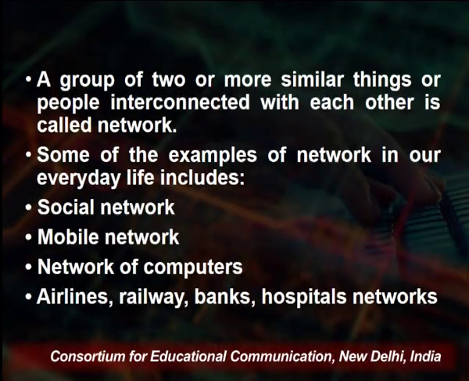If we want to define computer networks in a formal way, let us begin with what actually a network is, and then we will boil down to computer networks. The term network is nothing but a group of two or more similar things. It could be things, it could be people which are interconnected with each other. Either similar things are connected with each other, or some people are connected with each other. That entity or system we call a network.